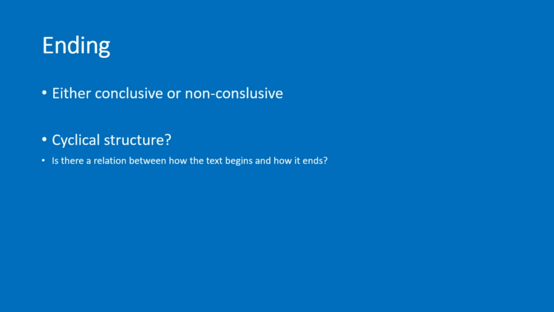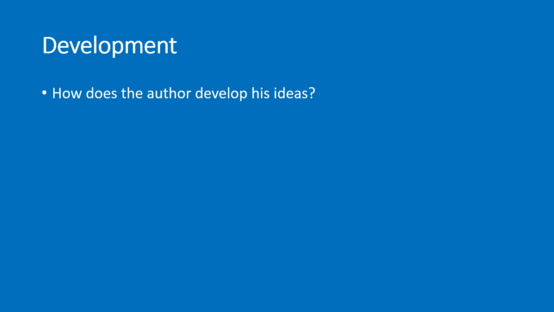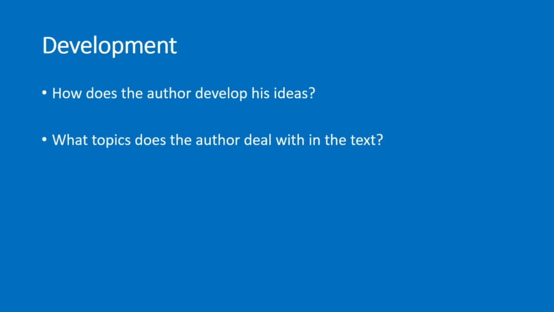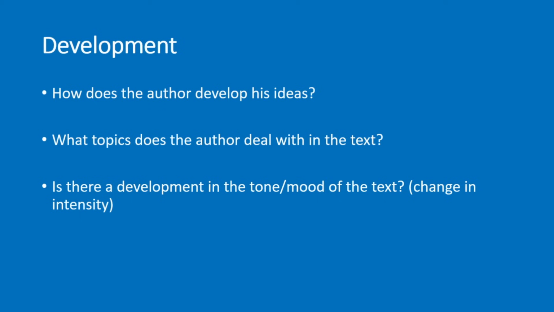So you might want to look at the beginning and the ending and see if there are elements of cyclical structure. In between the beginning and the end, most texts progress in a linear manner, meaning there is some natural development or progression of ideas. So you want to look at how the author develops his ideas and what topics he deals with. Another thing you may wish to look at is whether there is a change in the intensity of tone and mood in the text. For example, whether the tone moves from slightly melancholic at the beginning towards openly depressing towards the end of the text.